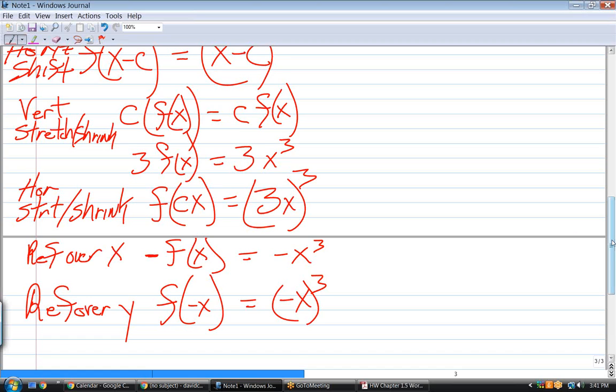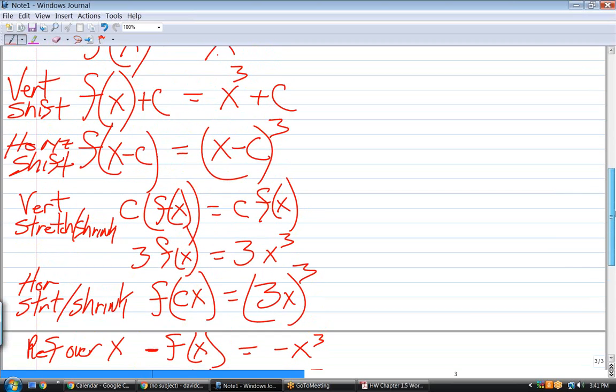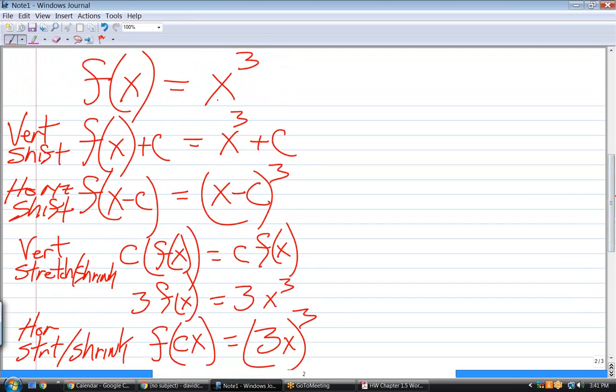So make sure you understand what we're doing in each of these. Starting with a parent function, no matter what it is, if you take that parent function and add a constant to it, that's a vertical shift. In other words, when we had x squared plus 1, our parent function was x squared. Well, x squared plus 1 is a vertical shift of 1 unit, correct? Mm-hmm.